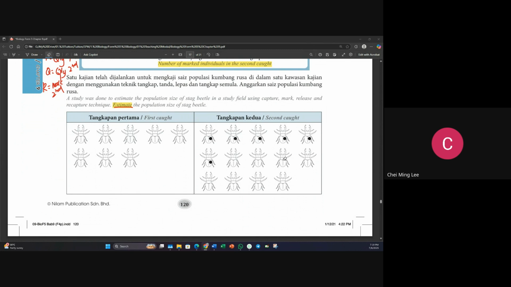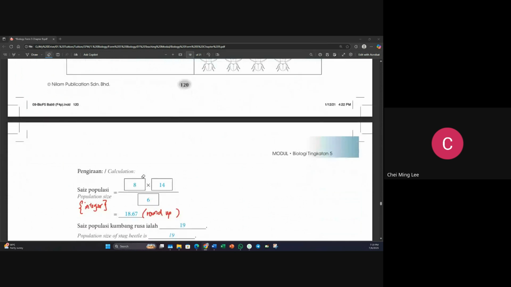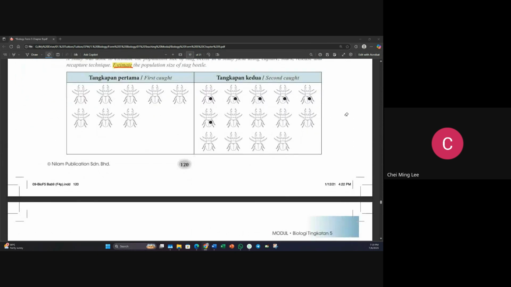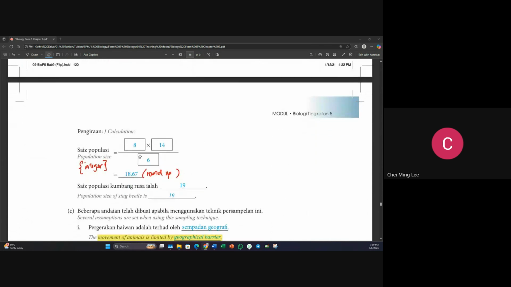Then in the second cohort, we caught around 14, but 6 of them are inked. So using the formula, 8 times 14 divided by 6, you get 18.67, but you cannot have 18.67 animals, so you need to round up to 19. Normally for animals, if it is 16.4, we will round up too, 16.1 as well, all round up to the next number. However, like I said, there is some problem with this method because the accuracy is very low.